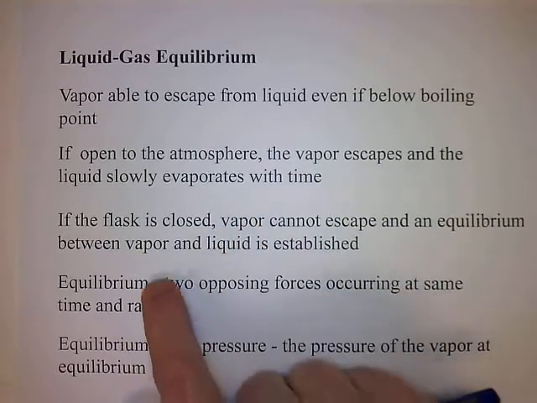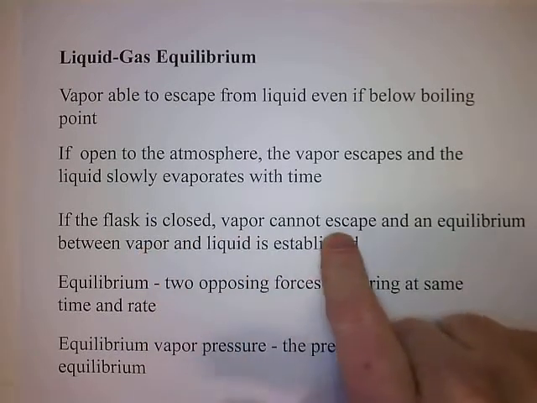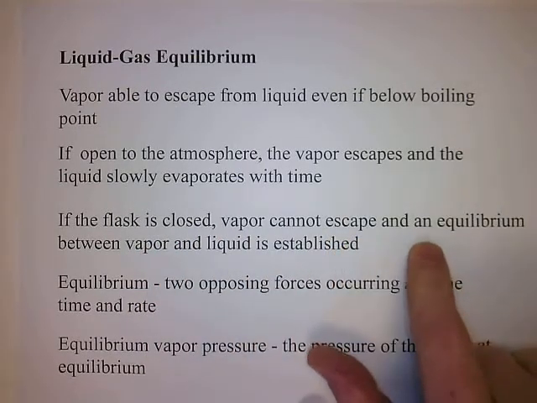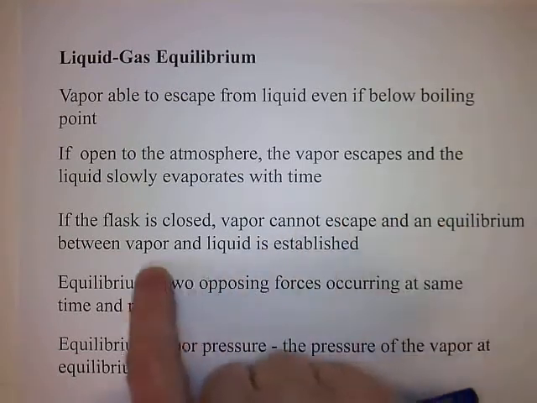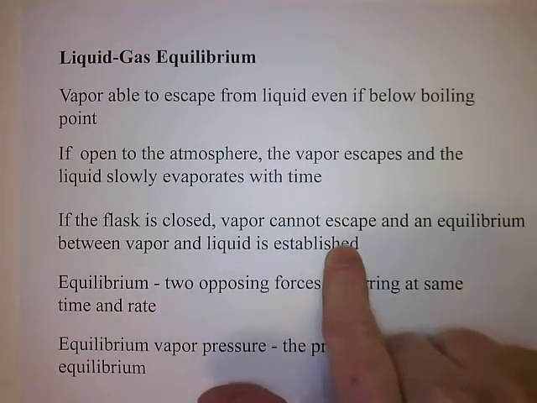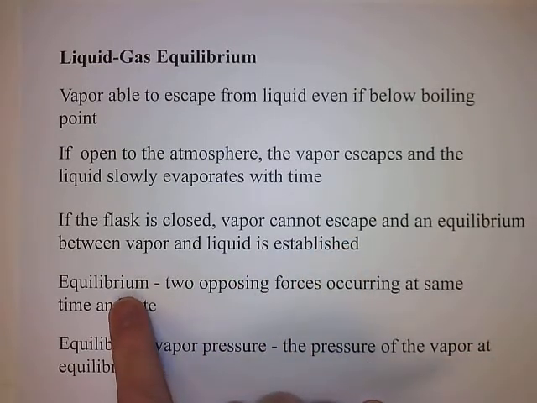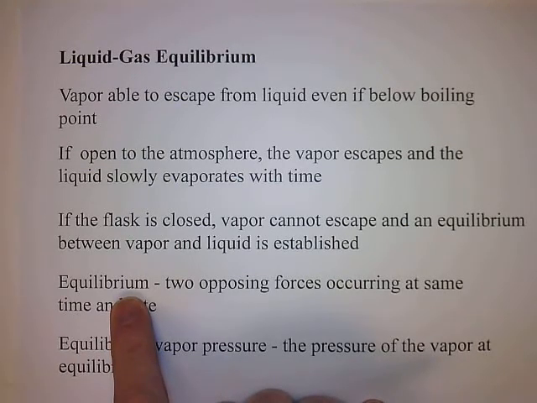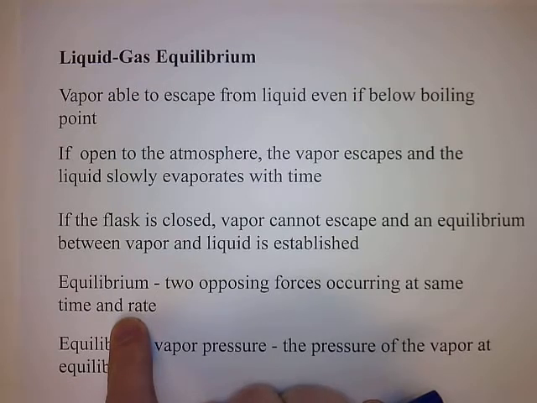Now, if the flask is closed, the vapor cannot escape, and an equilibrium is established between the vapor and the liquid. Which of course begs the question, what's an equilibrium? This is really a separate topic, and there's a whole chapter devoted to it later in the semester. But an equilibrium is where you have two opposing processes occurring at the same time and at the same rate.